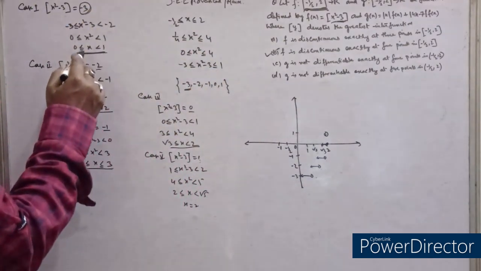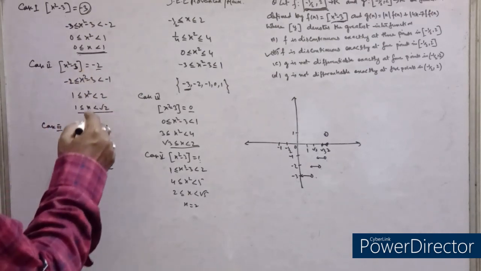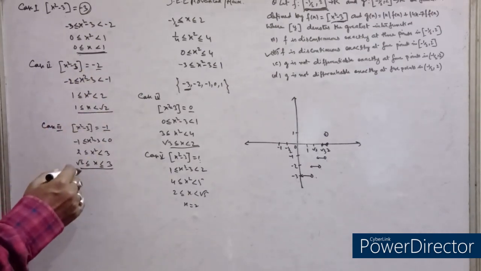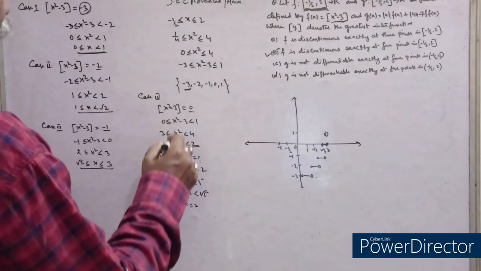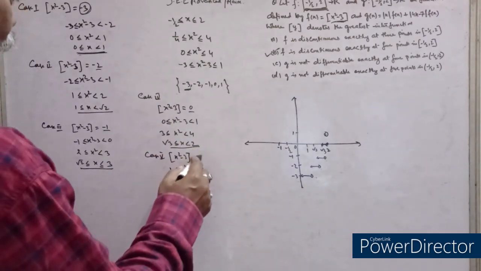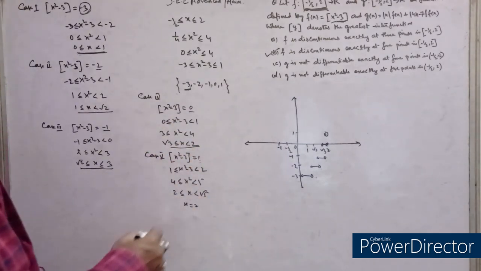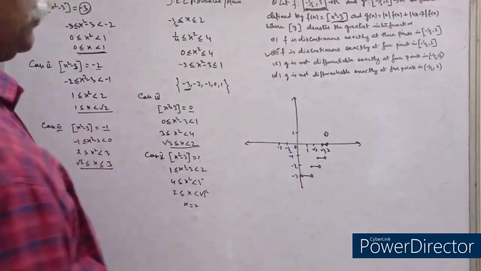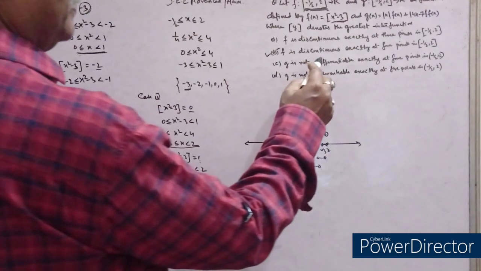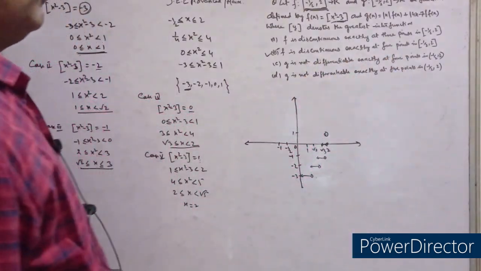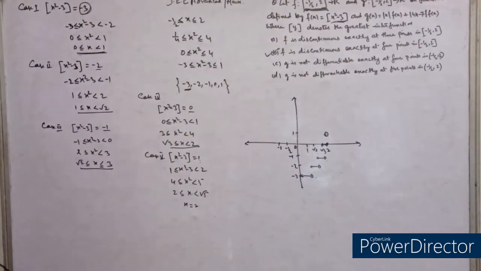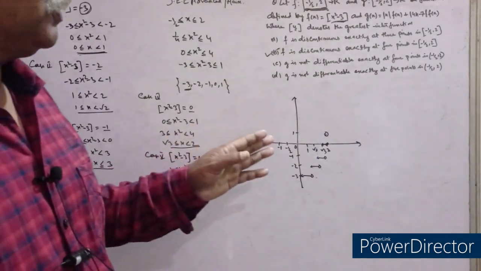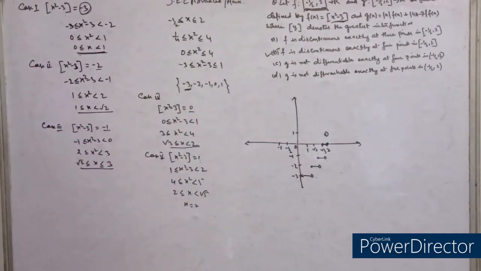For minus 3 result, your x is this. For minus 2 result, your x is this. For minus 1 result, your x is this. For 0 result, your x is this. And for 1 result, your x is this. So from here we see that f is discontinuous exactly at 4 points. Next I am going to discuss the differentiability of the g function.